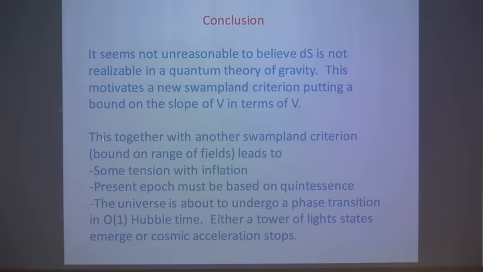And this gives you some tension with inflation. It's a mild tension. The present epoch must be based on quintessence, and that naturally fits with these ideas. And the universe is about to undergo a phase transition in order 1 Hubble time. So I would say that either a tower of light states will appear or the cosmic acceleration stops. So I will stop here. Thank you.